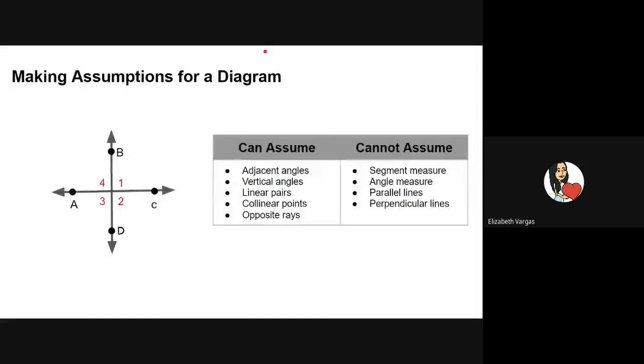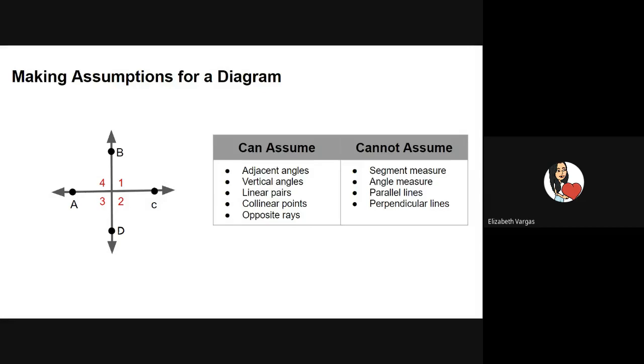Pretty straightforward. Okay. And then the last thing we're going to look at is what assumptions we can make from a diagram. Sometimes we're given a diagram and there are certain things we assume that we can't necessarily assume. For example, I might assume that these two lines, AC and BD, are perpendicular to each other, right? Well, I actually can't assume that.